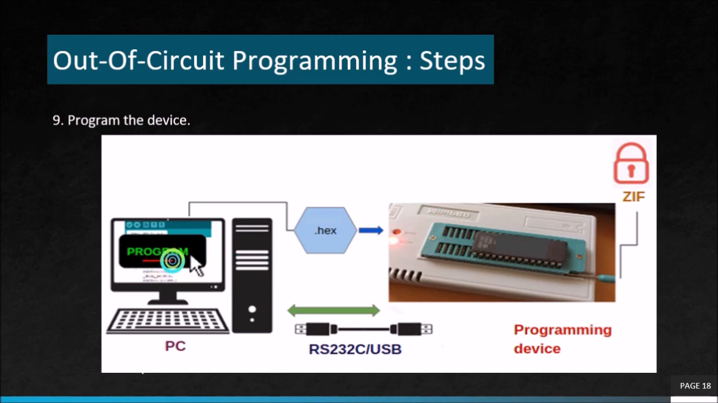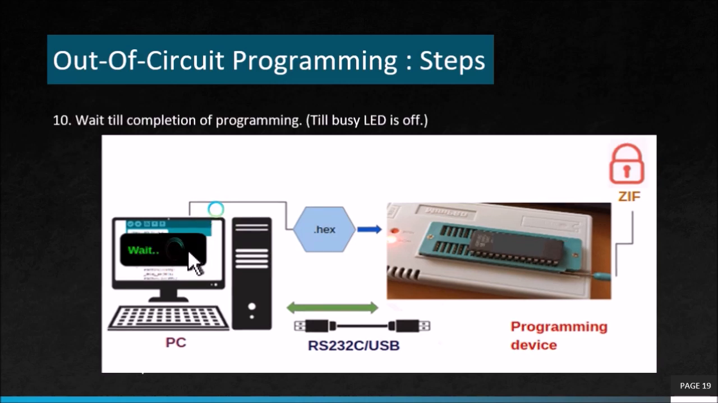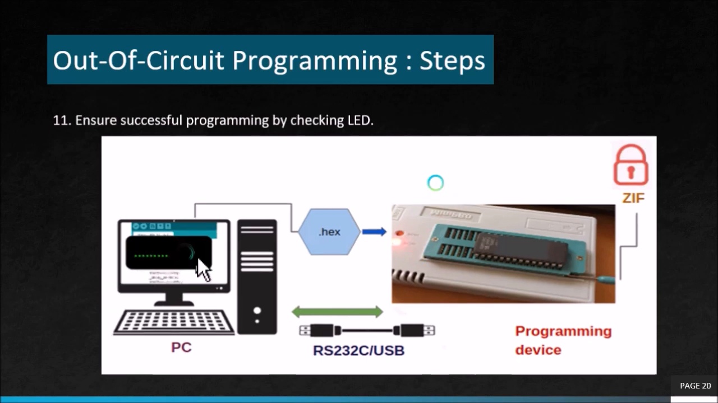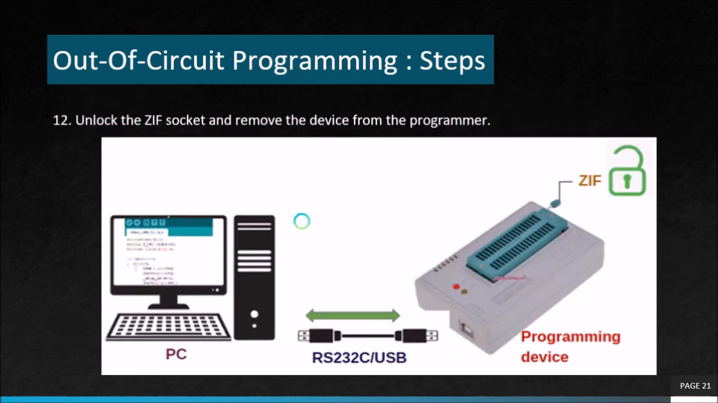Program the device by the program option of the utility program. That is the interface we are using in the PC. Wait till the completion of the programming operation, that is, till the busy LED of the programmer is off. Ensure successful programming by checking the LED. Unlock the ZIF socket and remove the device from the programmer.